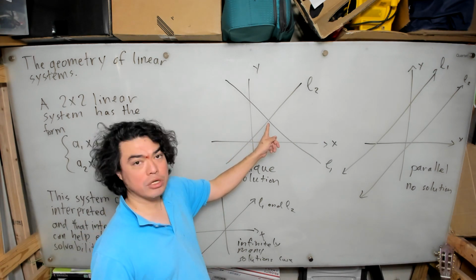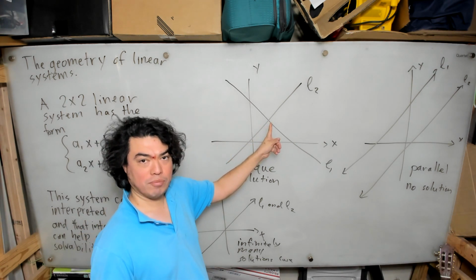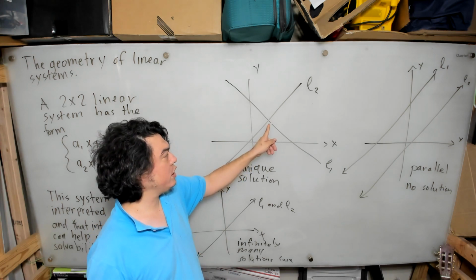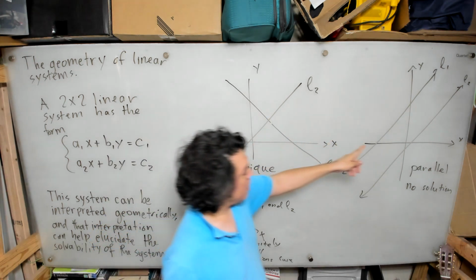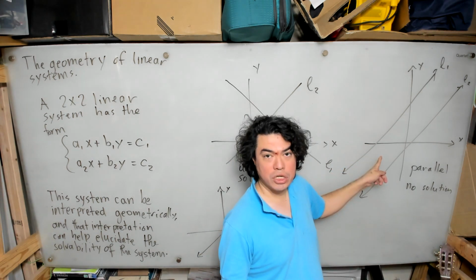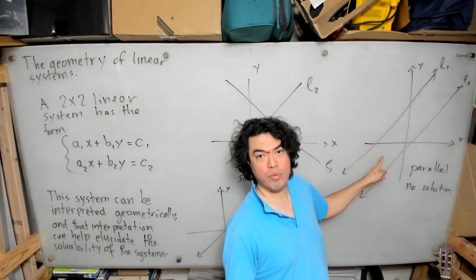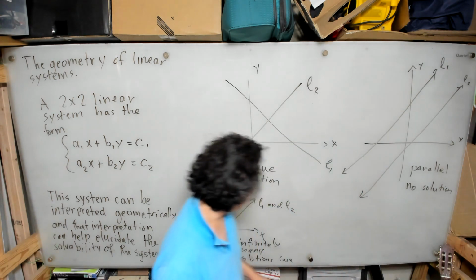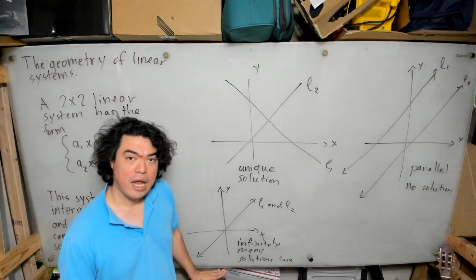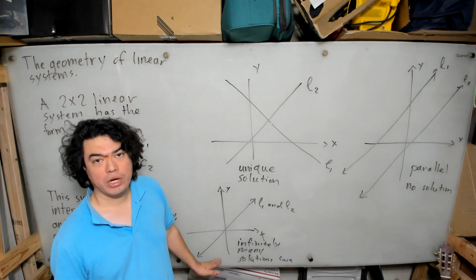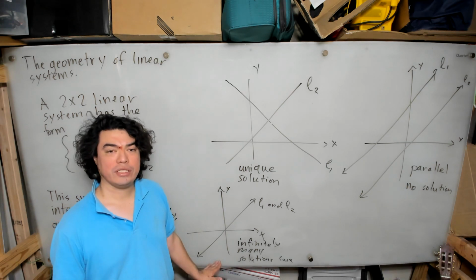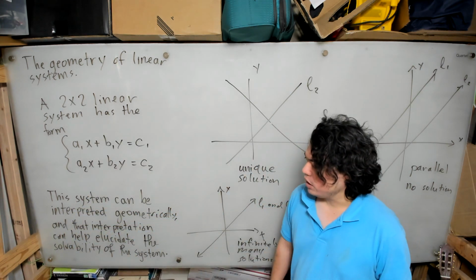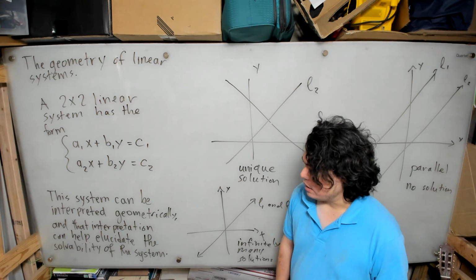This is a unique solution because it's the only point that makes both equations true, which we saw was necessary to solve the systems of equations in the previous section. In this parallel situation, there are no points in common, so no point will exist which will satisfy both equations at the same time. And finally, in this one, every point on equation 1 is on equation 2 because they represent the same line. Okay? And so that then is the geometry of linear systems.